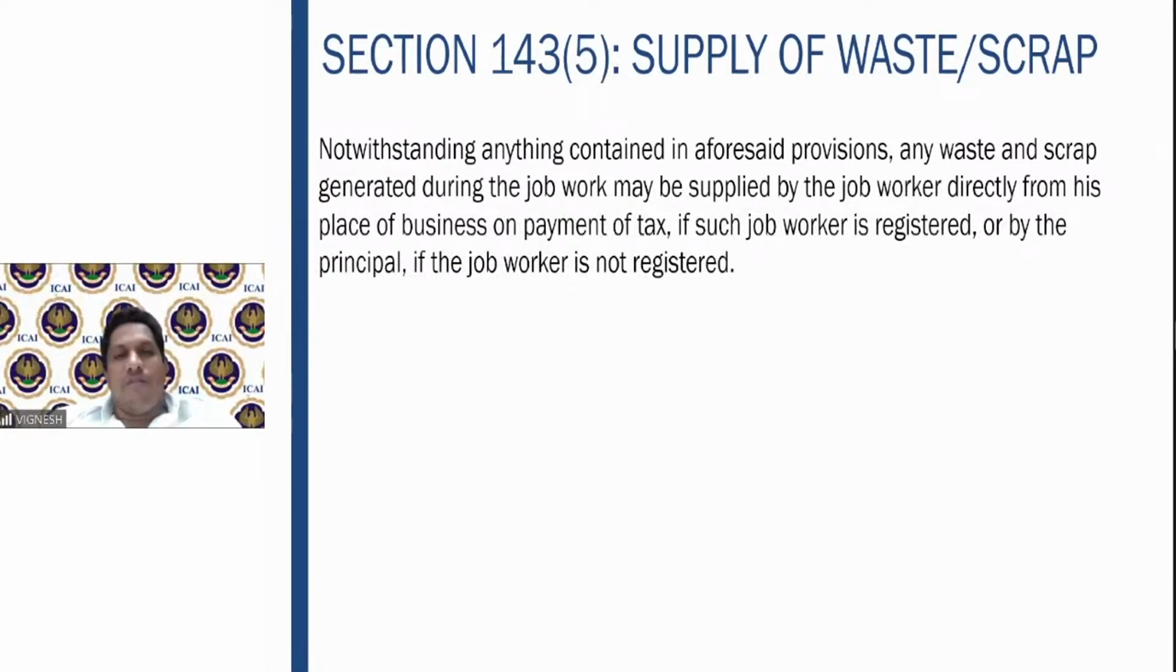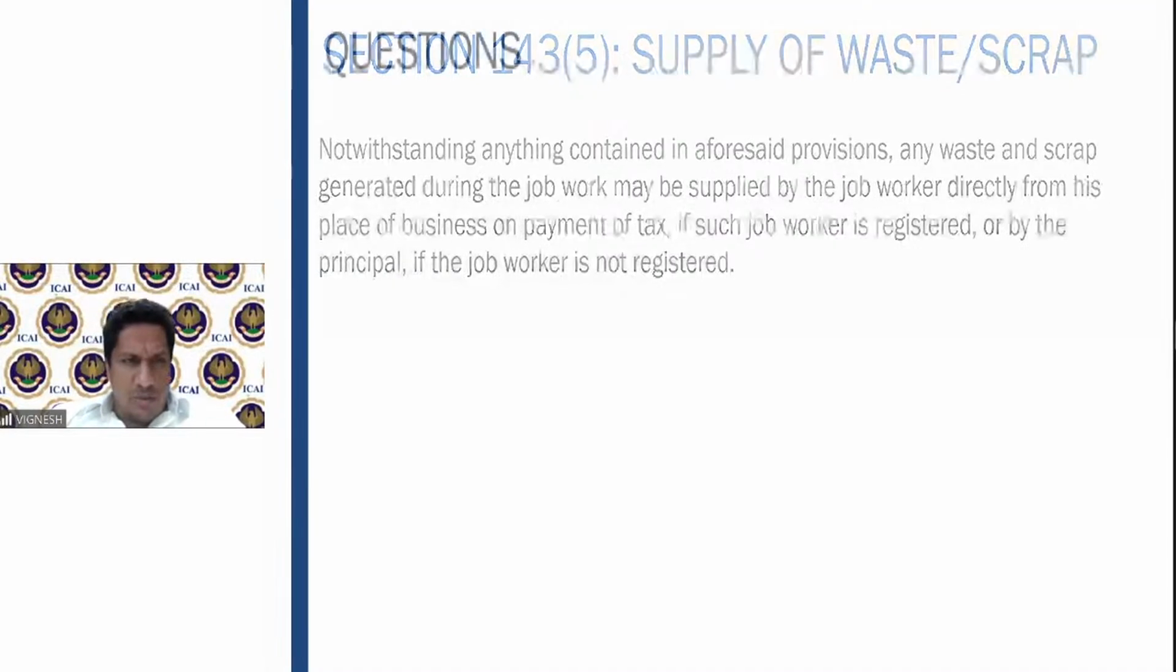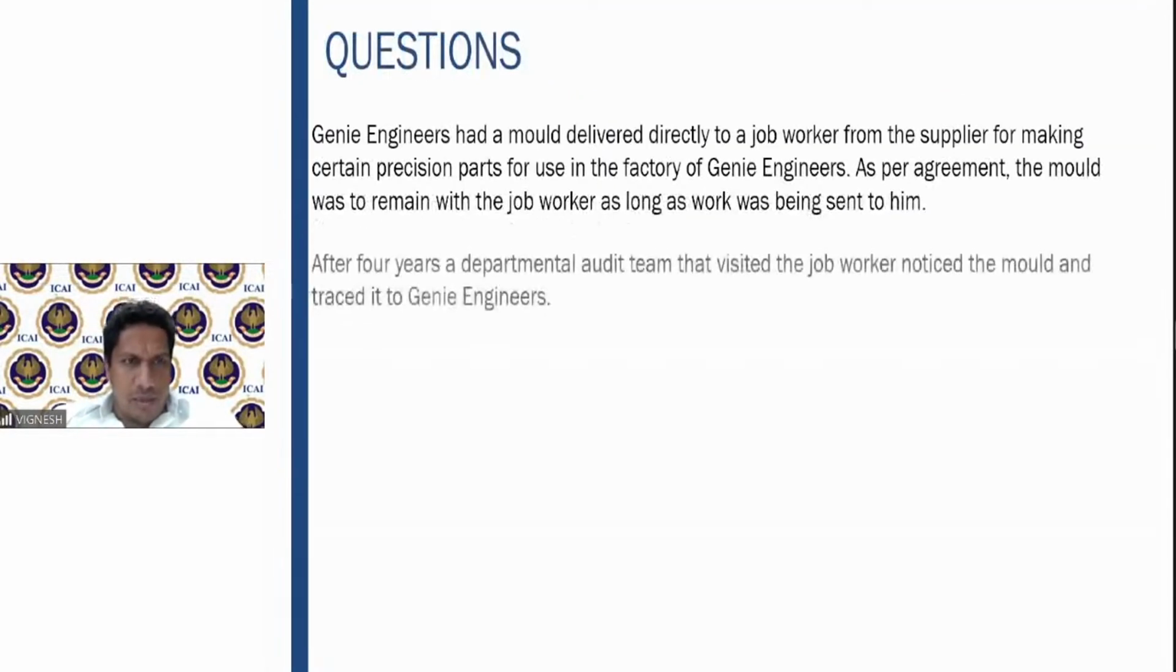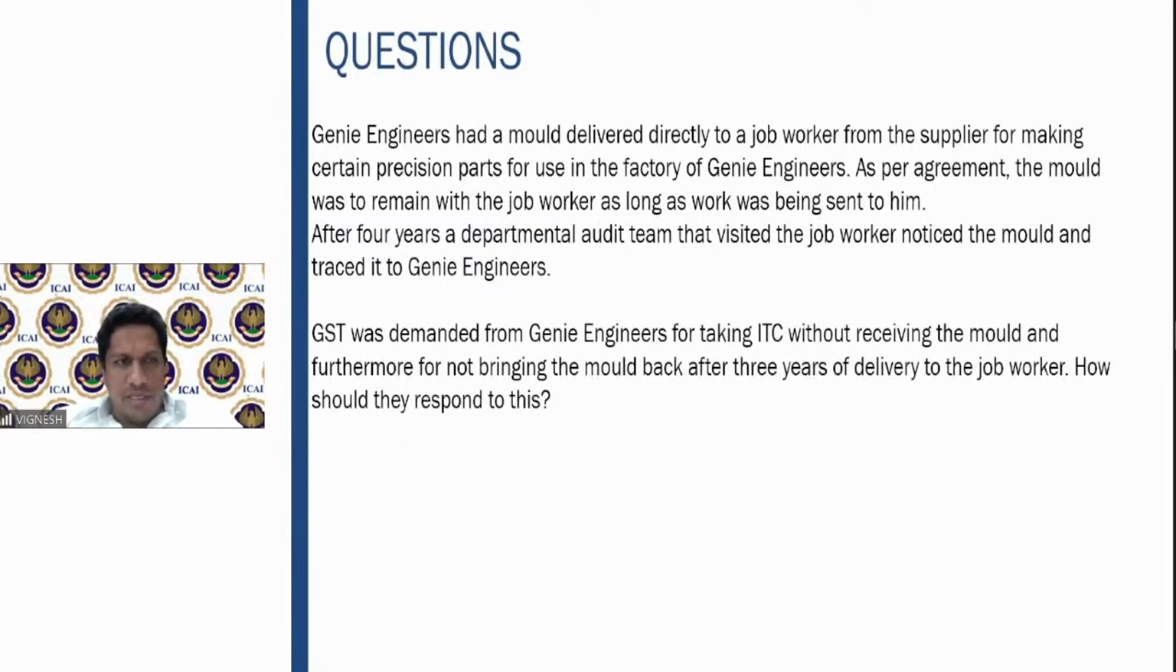You have to see whether the job worker is registered or not. If the job worker is registered, then he can directly supply from his place of business on payment of tax. If he is not registered, the principal has to supply. Now let us look at some questions here.